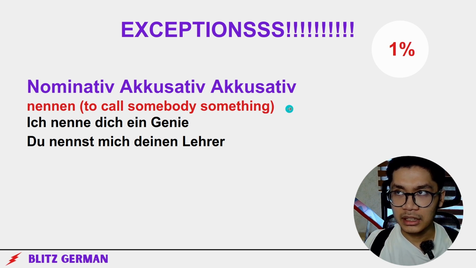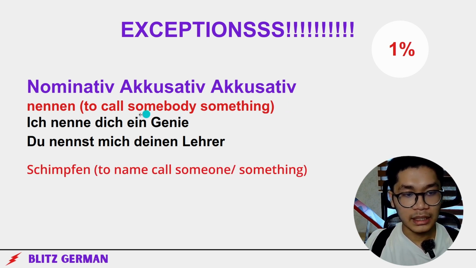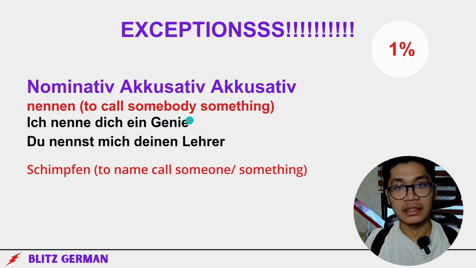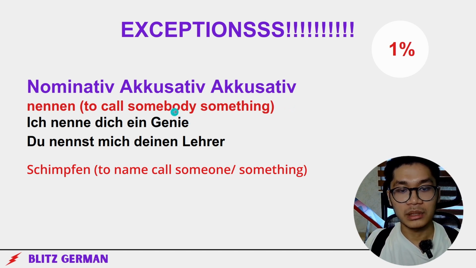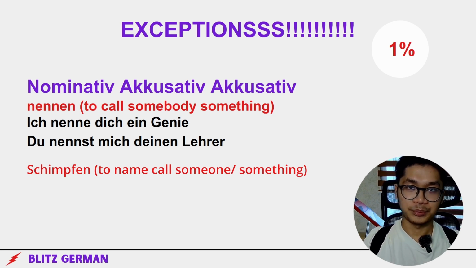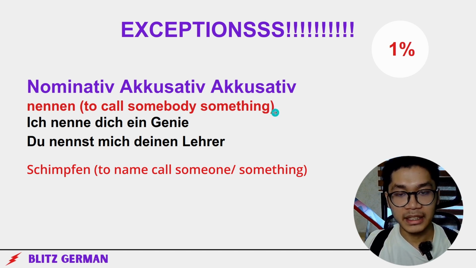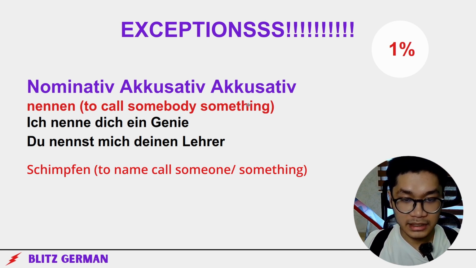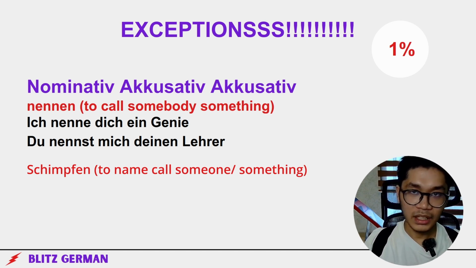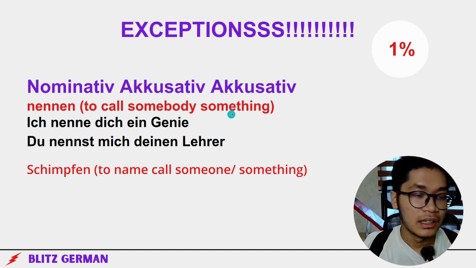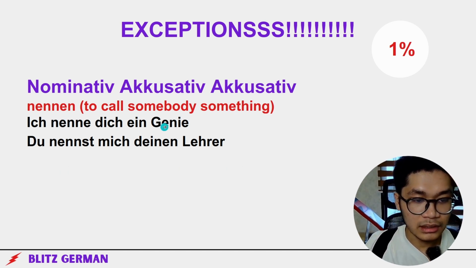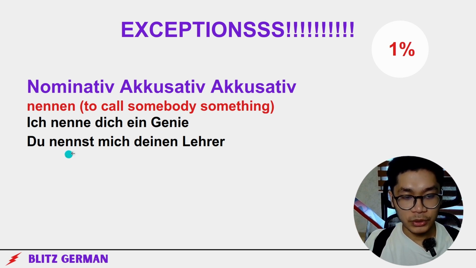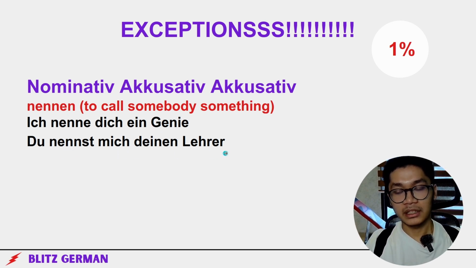The other one that I know is schimpfen. It's basically this, but with bad intention. To call somebody something bad, like calling somebody a dog. You call somebody bad, it's not nennen anymore, it's schimpfen, just because it's more fitting. Es passt mehr. Nennen. Ich nenne dich ein Genie. I call you a genius. Du nennst mich deinen Lehrer. You call me your teacher.